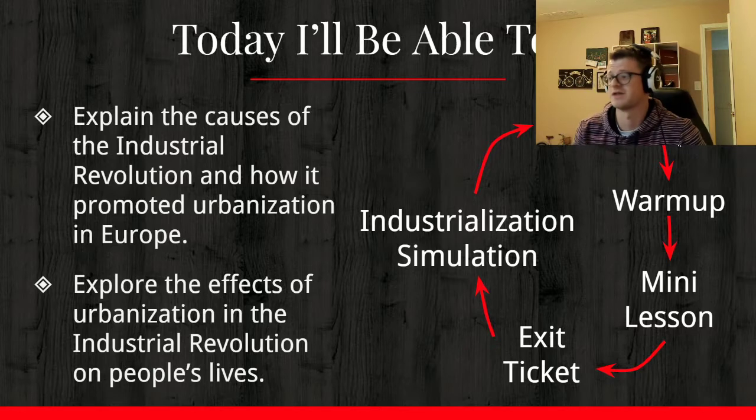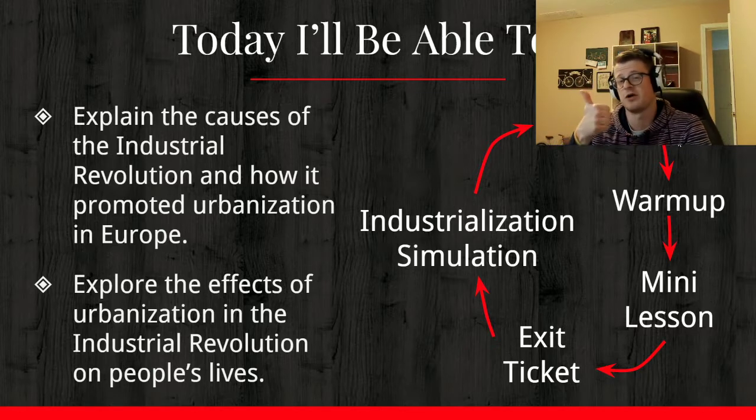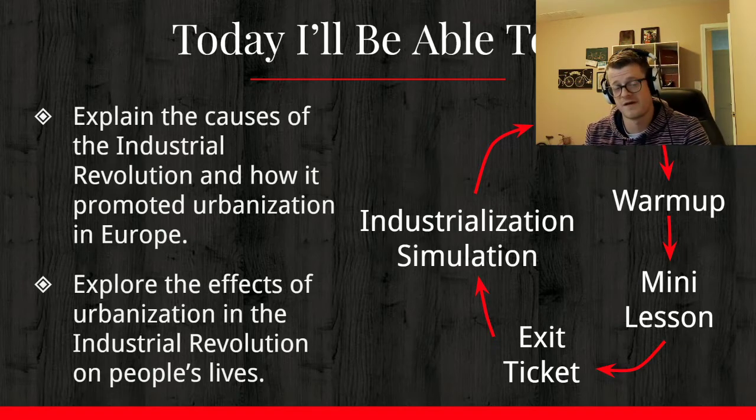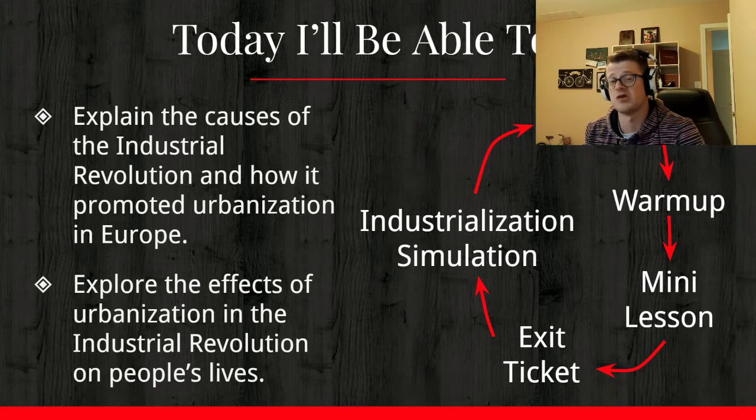So here's our two objectives for today. Number one, explain what caused the Industrial Revolution and how it promoted urbanization. And then two, explore the effects that the urbanization of the Industrial Revolution had on people's lives.